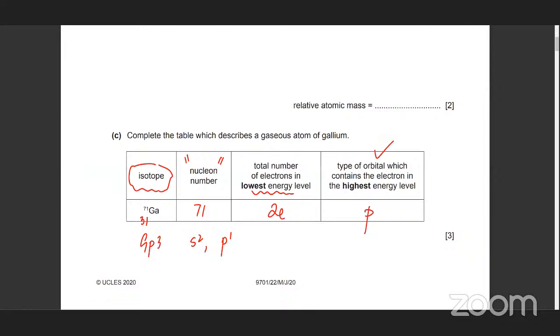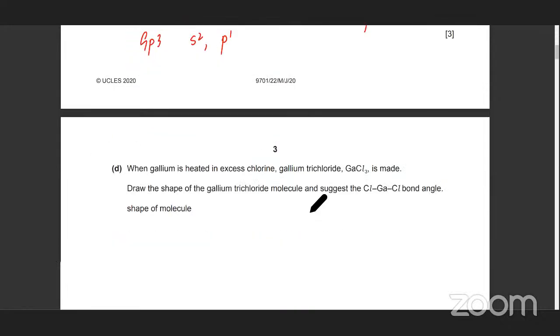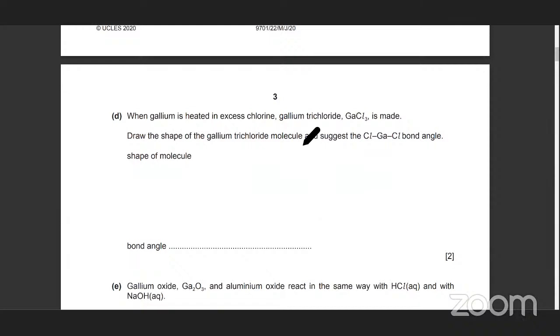Okay, after that, the next part of the question. When gallium is heated in excess of chlorine, gallium trichloride is made. Draw the shape of the gallium trichloride molecule. Remember, gallium is in group 3, so it only has 3 electrons. And if it bonds with 3 Cls, all 3 electrons are getting used up.